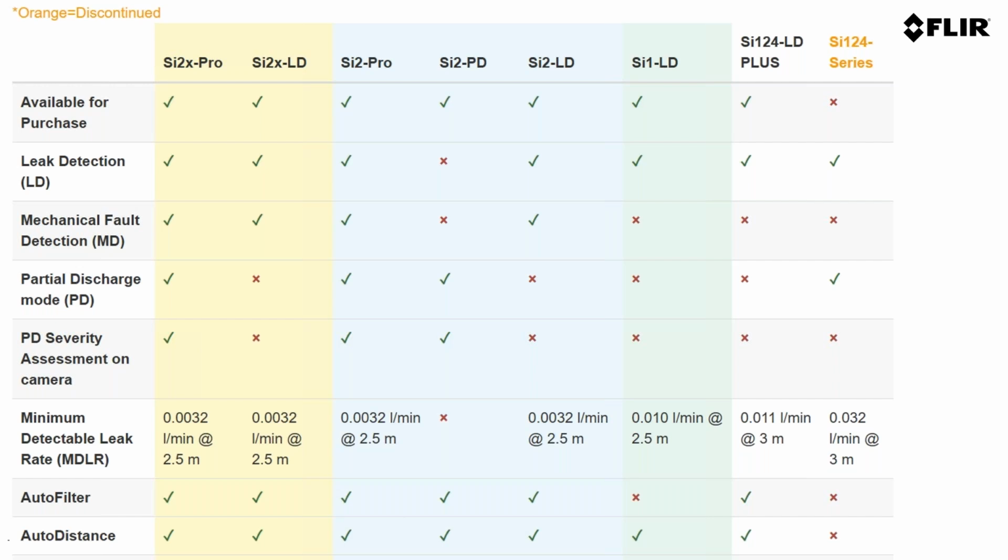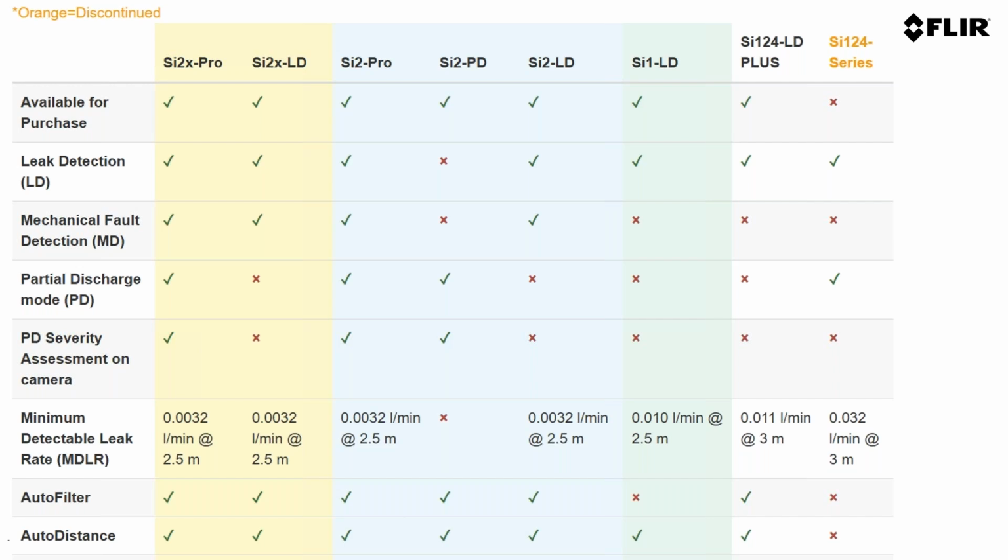And as you can see, the designation of the model gives a hint of what modes the cameras are meant for. In terms of PD, those are meant for partial discharges. In terms of LD, that's for leak detection. So in this comparison table, at first, we make a difference between the modes in each of the cameras.